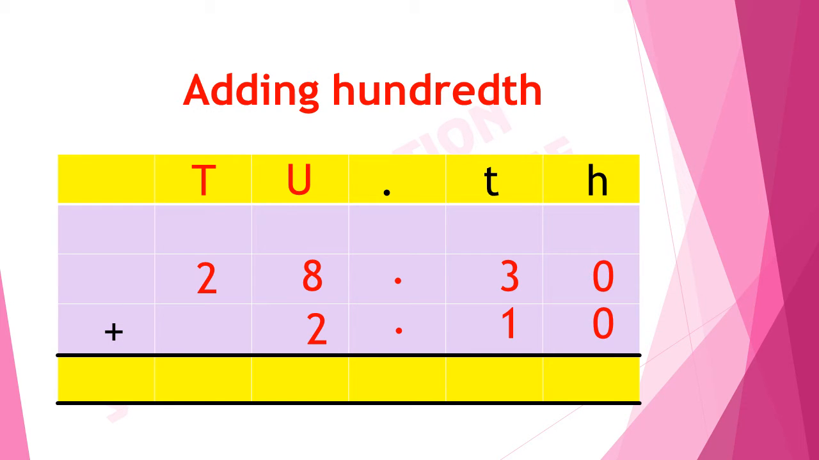As we start from the right side, we will start adding hundredths, and it is denoted by small h. In the hundredths column there is 0 and 0. In both the numbers there is 0. So we will add 0 and 0. If we add 0, we get 0.